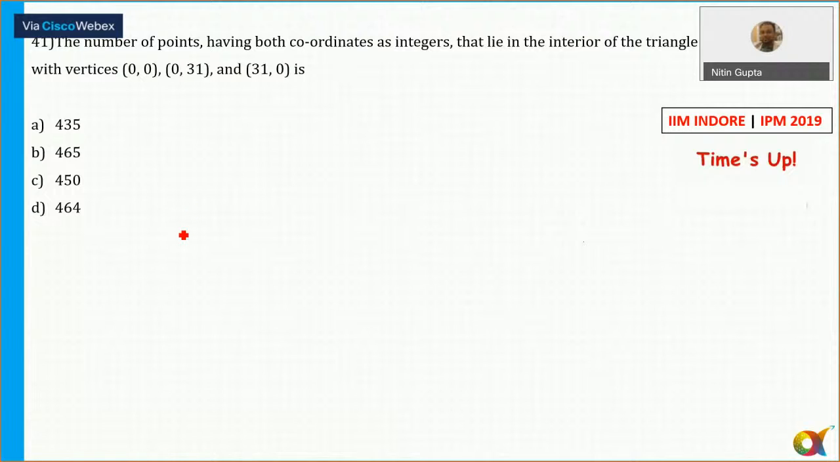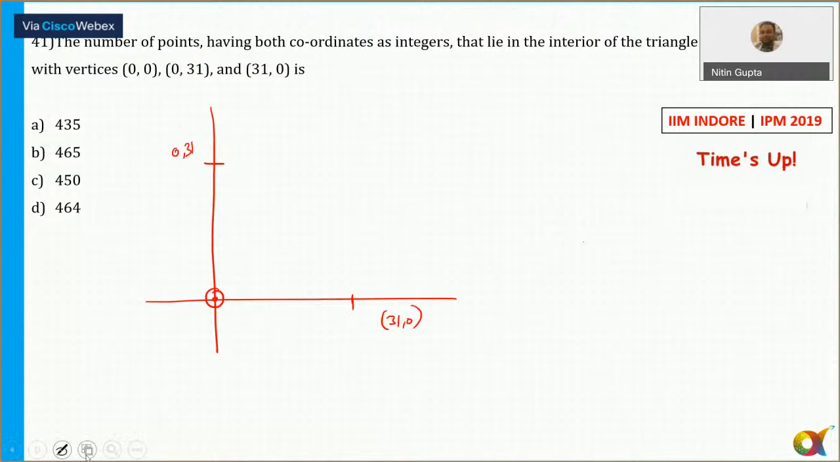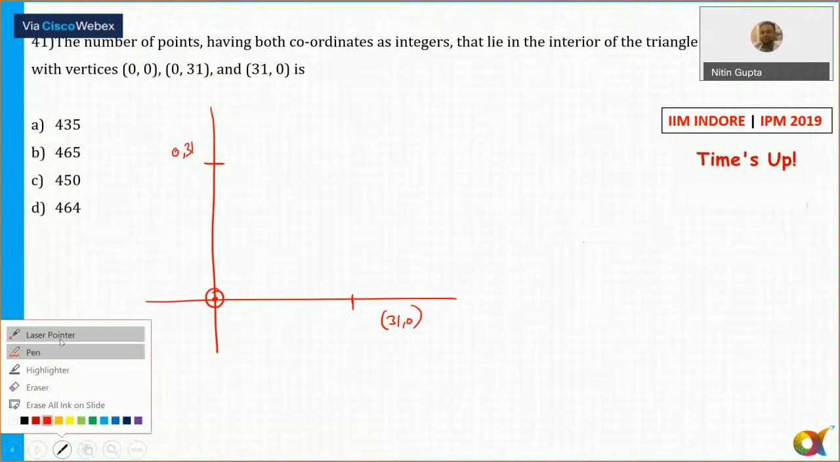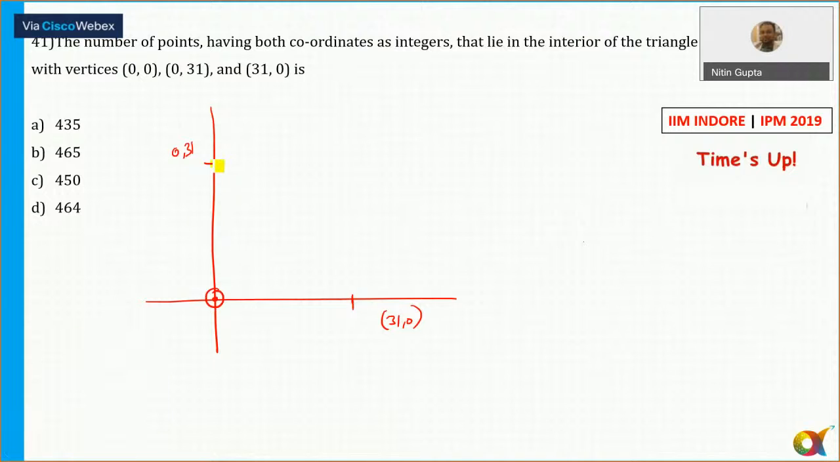The number of points having both coordinates as integers that lie in the interior of a triangle. There is a triangle with vertices at (0, 0), (31, 0) and (0, 31). All right, so I can draw the triangle. Okay, this is the triangle, and I have to find the integer points that lie in the interior of the triangle.